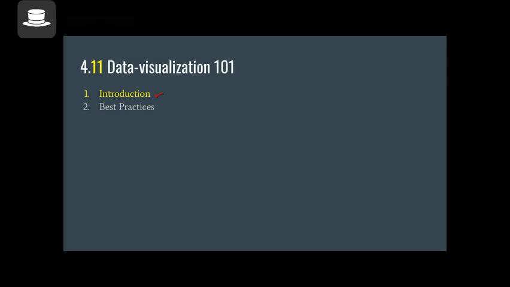In the introduction, we'll talk about some basics of data visualization, and we'll try to pay attention to some bad practices, actually speaking. Then the next slide, we'll talk about some best practices, and then we'll move on to the next unit, 4.12, which is data visualization 102.